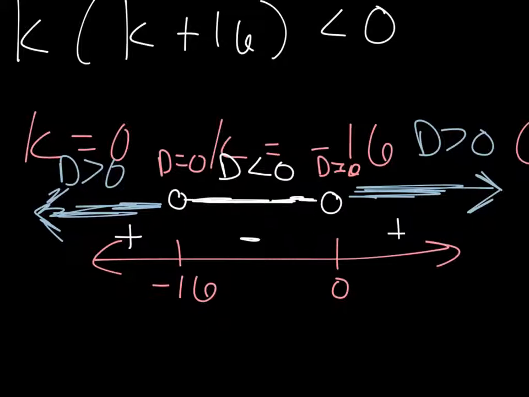And these are the values of k. Remember that this line is all the values k takes on. So when k is 0, the discriminant is 0. When k is negative 16, the discriminant is 0. Again, those are the 3 cases for section 7.3.